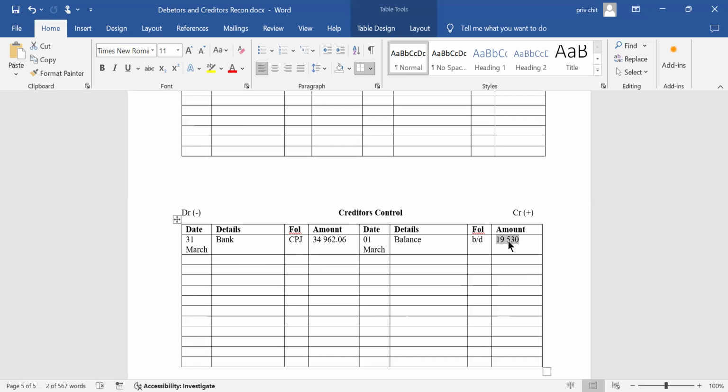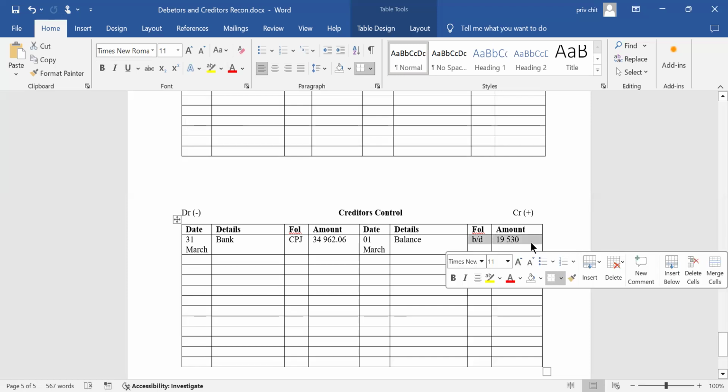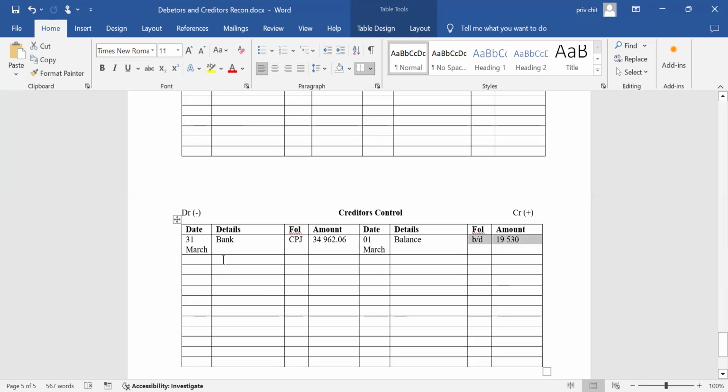I said it was going to increase, but now I understand why it's decreasing. Think about it logically: if you owe the supplier 19,530 and they give you a discount, it means you're going to pay an amount less than the 19,530. So with the settlement discount received in our case, 4,819, it's going to reduce that to about 15K. Therefore it has to be debited on the creditors control.